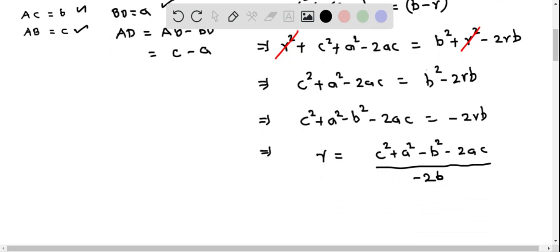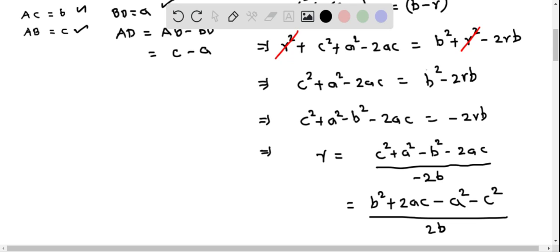If we have to divide by a negative number, we have to change the sign of all terms in the numerator. So let's do that, so that we will not end up with a negative denominator. When we change the sign of all these terms in the numerator, it becomes B squared, plus 2AC, minus A squared, minus C squared, over 2B. So we have changed this negative 2 to positive 2 by changing all the signs in the numerator. Therefore this is the expression for the radius in terms of the sides of the triangle.